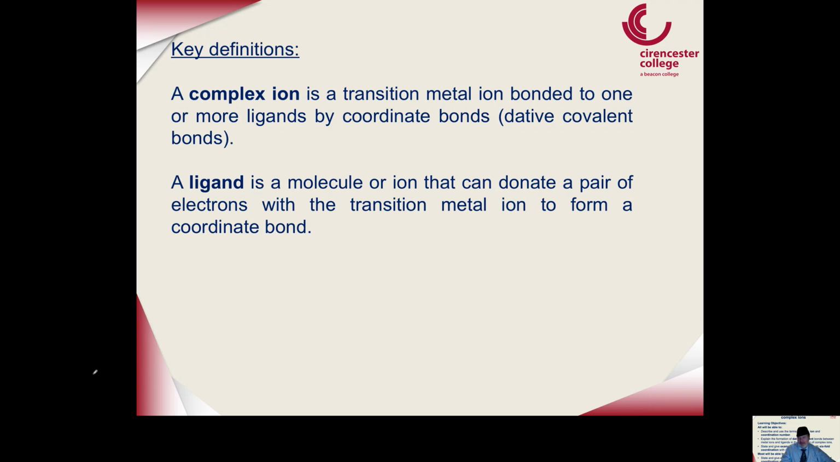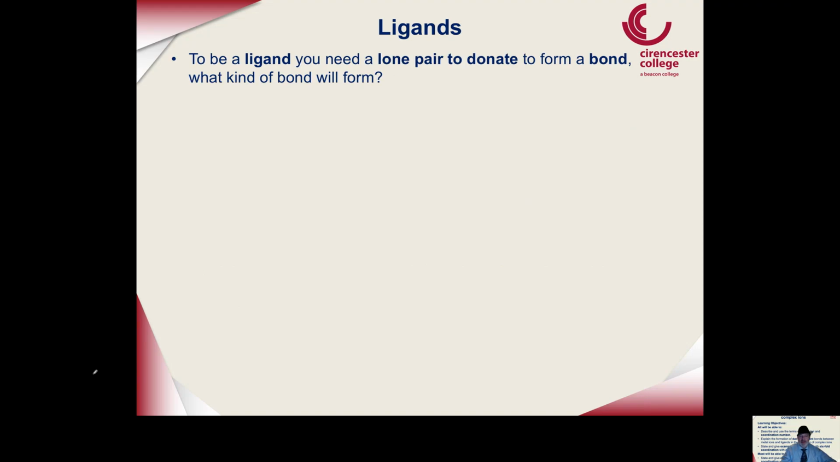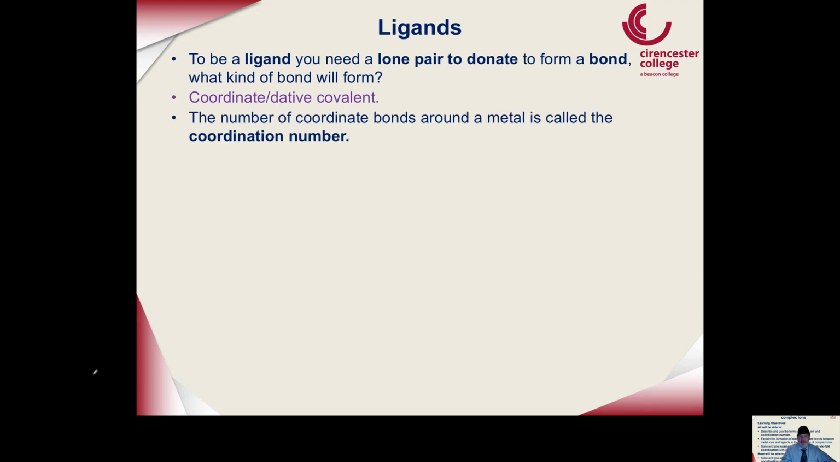And remember that covalent bonds are just covalent bonds. We call them dative covalent or coordinate bonds just because it's for us to understand that the electrons have come from one of the atoms only, not two in the bond or the ion. So coordination is the total number of coordinate bonds formed. Okay, so for instance, if I've got copper 2+, I can get a coordination number of 6. I can get 6 water molecules to surround copper. So to be a ligand, you need a lone pair to donate to form a bond. You're going to get a coordinate or dative covalent bond. The number of coordinate bonds is called the coordination number.